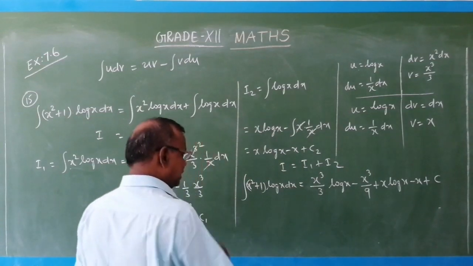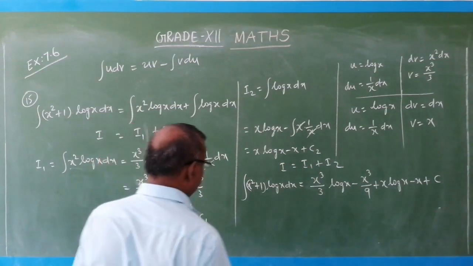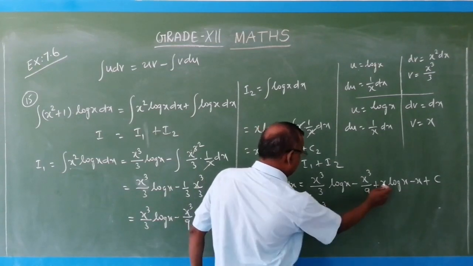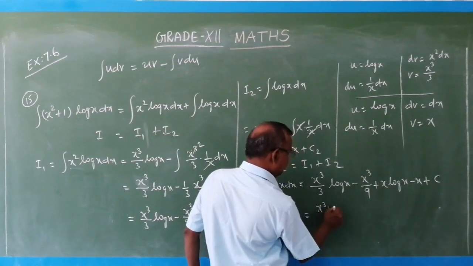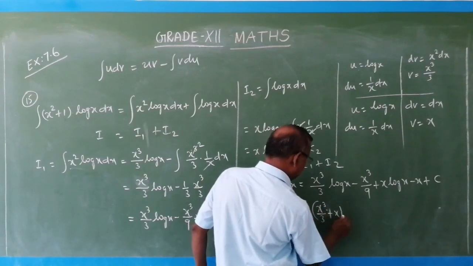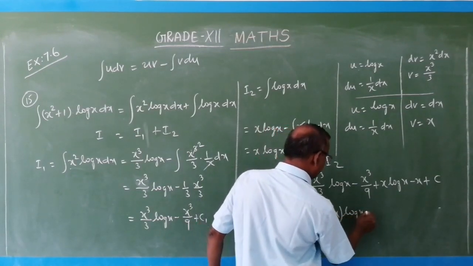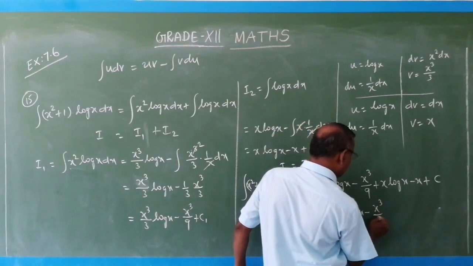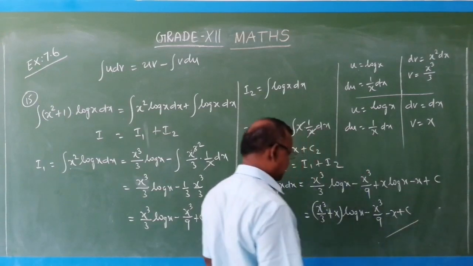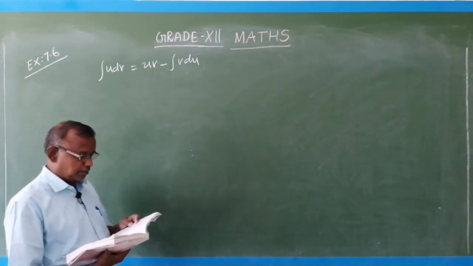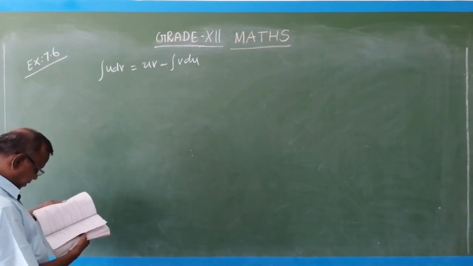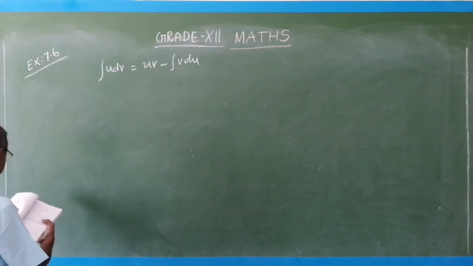So you can take log x as common, that is equal to x cube by 3 plus x into log x minus x cube by 9 minus x plus c. So this is the answer. Next, question number 16. We have completed 14 and 15. Now it is 16.